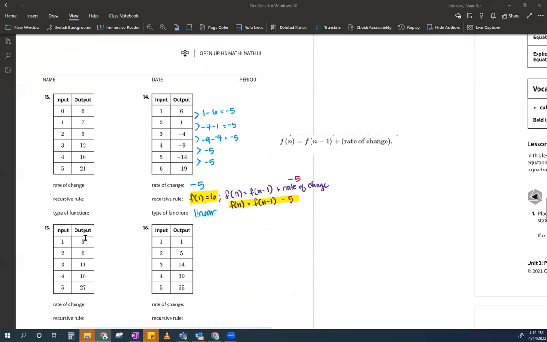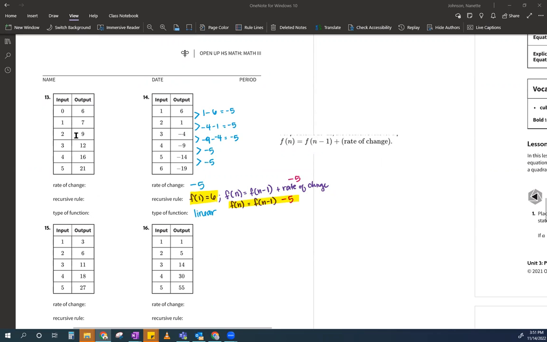So down here, these are the things that you want to do. When you're doing this, my first piece of advice is to find your differences, because that's going to tell you a bunch of stuff. Number one, that is your rate of change. Number two, you can build your recursive rule off of your rate of change, which can also tell you what your type of function is, okay?